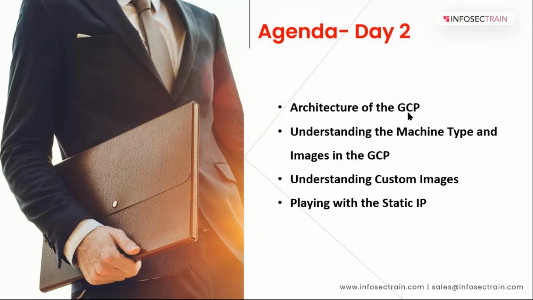Once we get a good idea about it, it's pretty simple. Only two components create this particular architecture. I will be explaining that, and where GCP has its presence. Then we also talk about what a machine type is and what an image is in GCP. We are going to play a little bit with them as well.